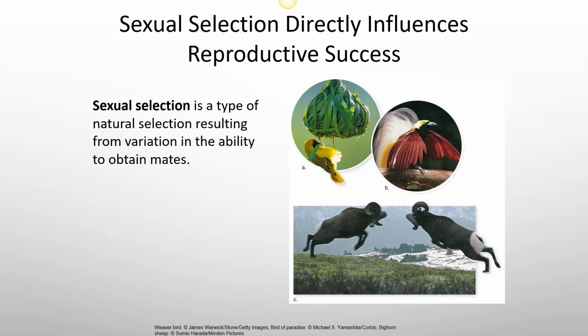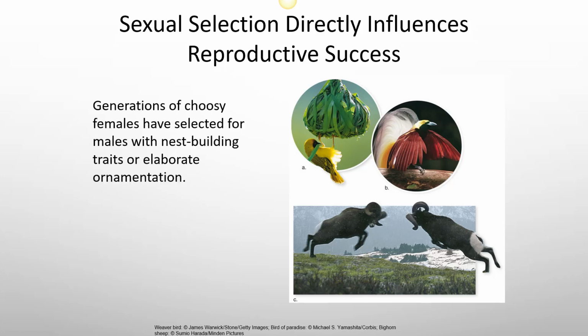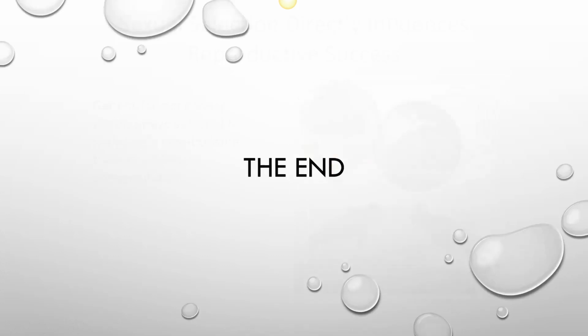Sexual selection is a type of natural selection resulting from variation in the ability to obtain mates. Sexual selection is a strong driving force to why male animals do such crazy and elaborate behaviors in order to attract a mate. So sexual selection is a driving force of natural selection and evolution. Generations of choosy females have selected for males with nest-building traits or elaborate ornamentation, and those are allowed to go on to reproduce.